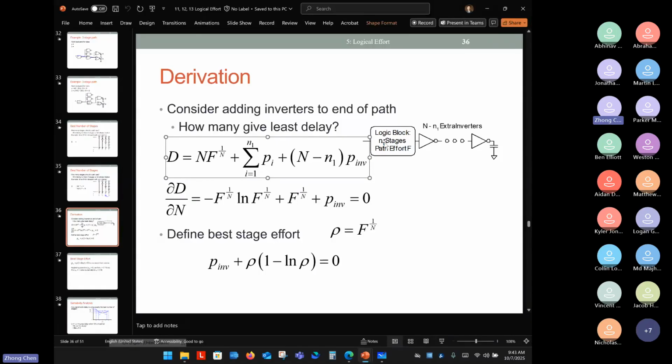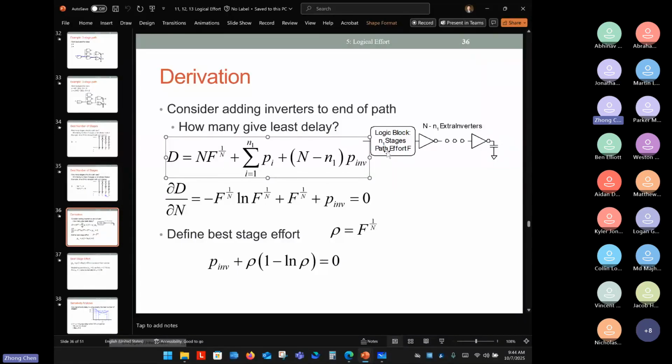It can be varied from n1 all the way up to capital N. This means that for the inverters here, I can either not add them at all, or add N minus n1 stages. This is the variable that I can control. So capital N is the variable, not the number of stages that I want to design. And this is the equation for the total delay time. Here it's a little bit different, and path effort doesn't matter.